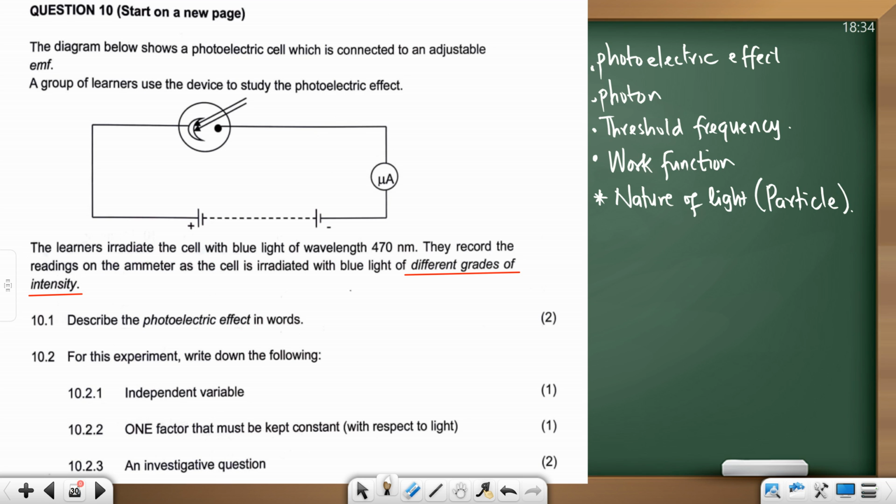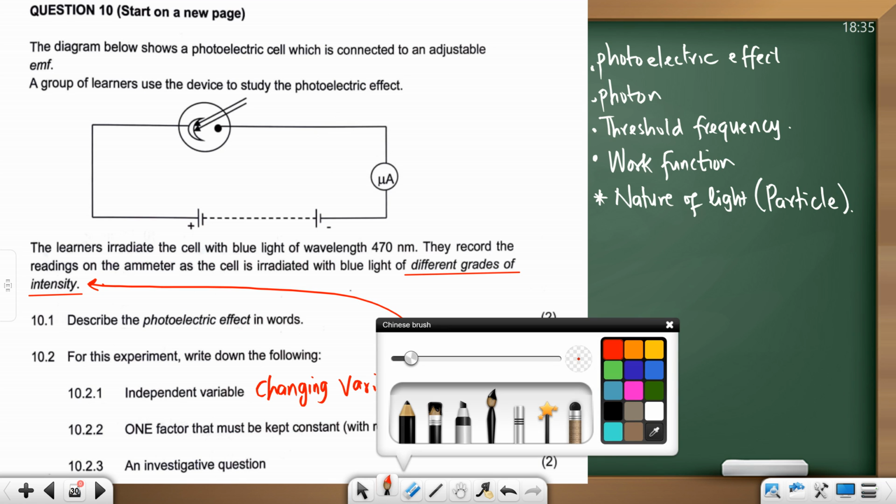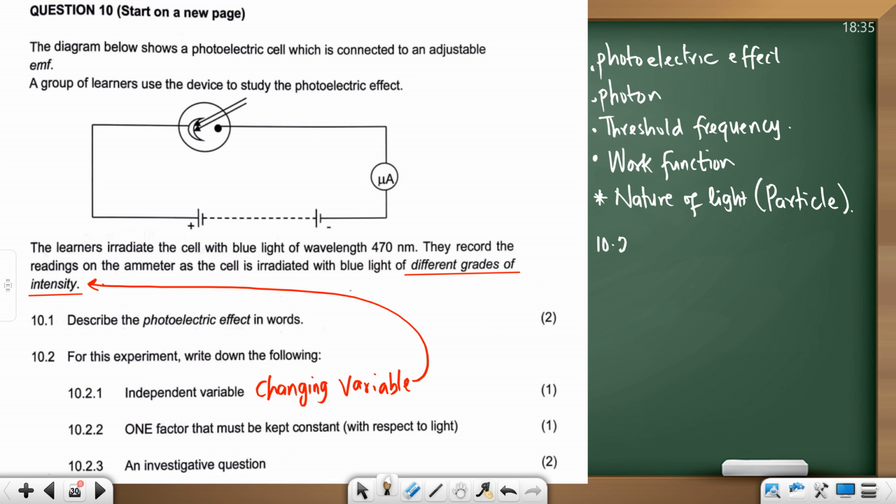For this experiment, write down the independent variable. What are we changing? The changing factor or changing variable. What do you notice? It is different grades of what? Intensity. So, 10.2.1, I am changing intensity, or you can call it the number of photons. Intensity means the number of photons.